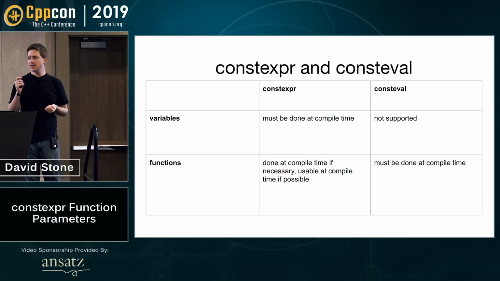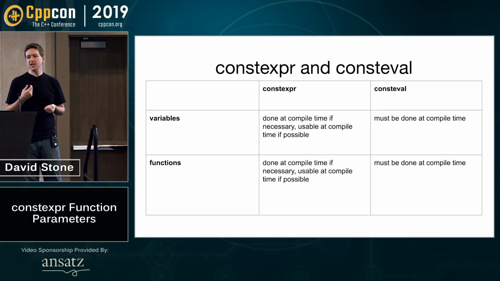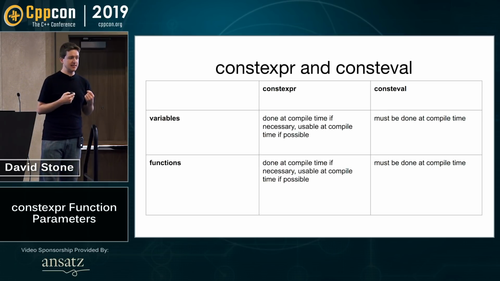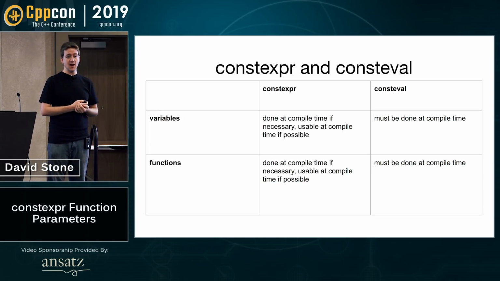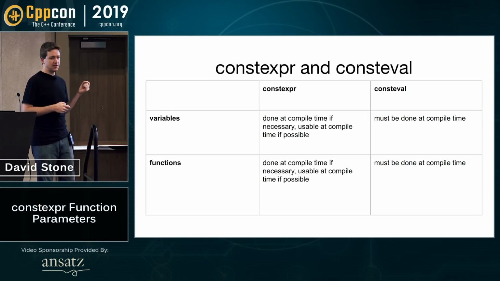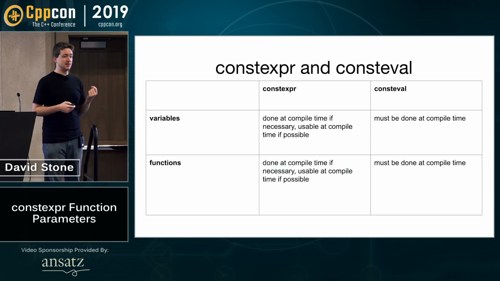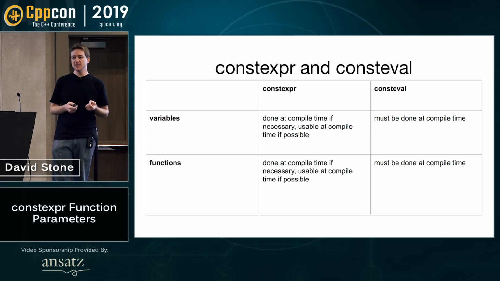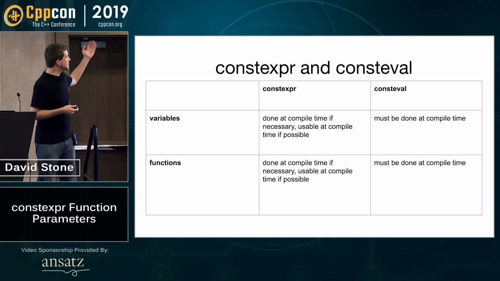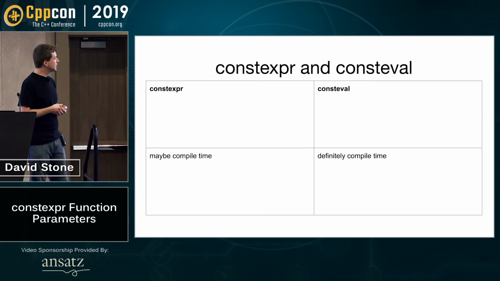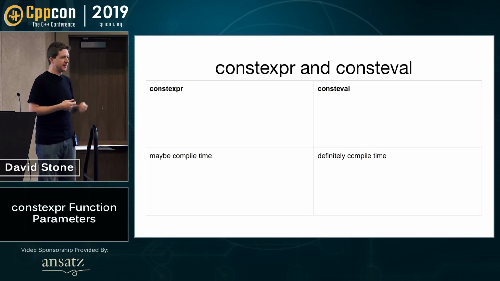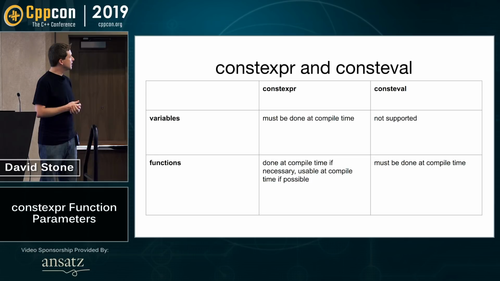So what if we were to change it to be this? We would change the meaning of constexpr on variables to say, done at compile time if necessary, usable at compile time if possible. So a constexpr variable would become a maybe constexpr variable. This is an interesting property, that existing code does not change meaning, because we know all uses of constexpr variables are initialized by compile time constants. But it gives us this nice symmetric table where we can actually simplify our rules down to this. This is really easy. Constexpr means maybe, consteval means definitely. This is what we have today. This is what we could have.